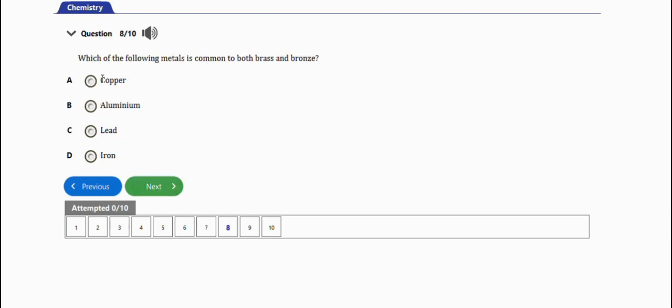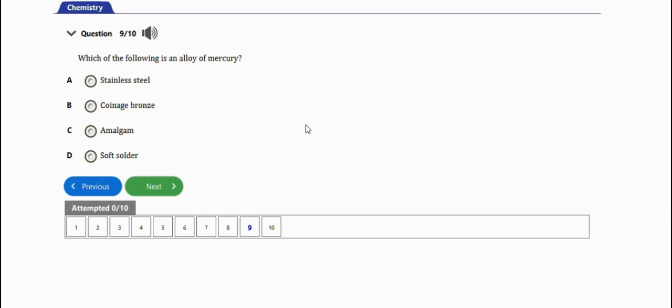It says which of the following metals is common to both brass and bronze? The right answer is copper, option A. The next question is this one. It says which of the following is an alloy of mercury? We have stainless steel, coinage, bronze, amalgam, soft solder. The right answer is option C, amalgam.